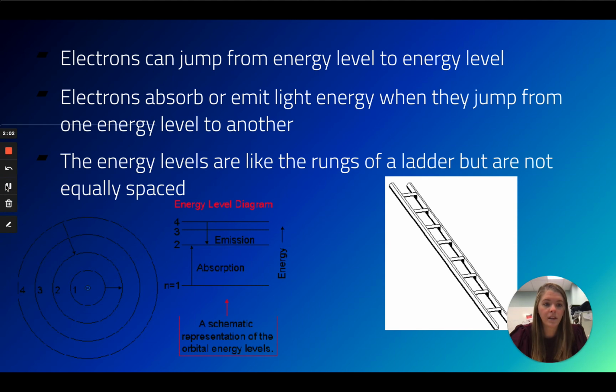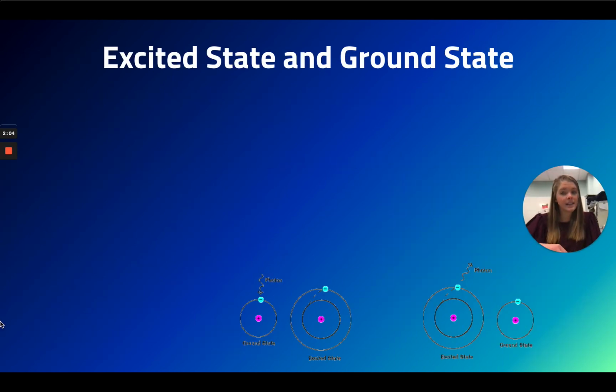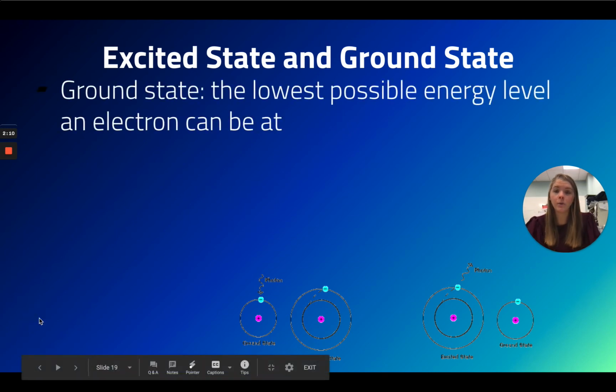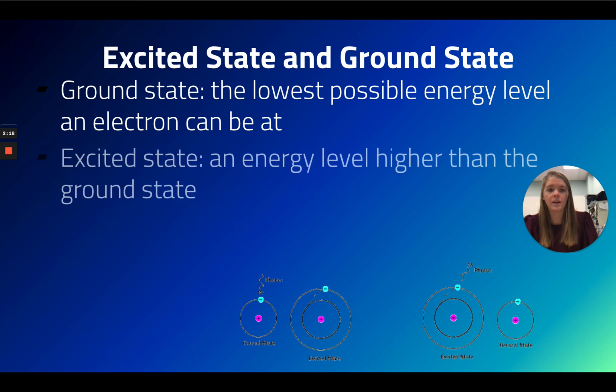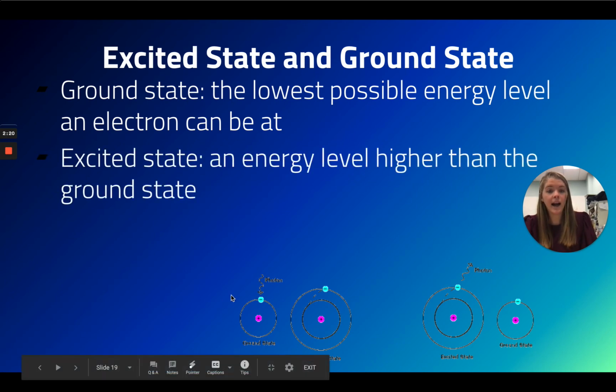And then one more thing I want. So excited state and ground state is the last little thing we're going to look at here. The definitions of these: ground state is the lowest possible energy level an electron can be at. It's its ground state. It's grounded. It's the lowest energy level it can be at, whereas an excited state is the energy level higher than ground state, so it's one level up.